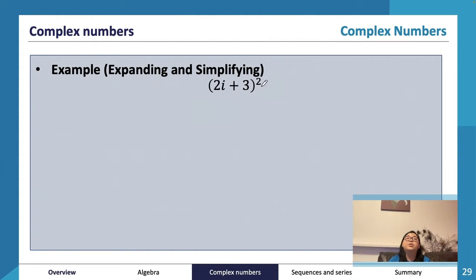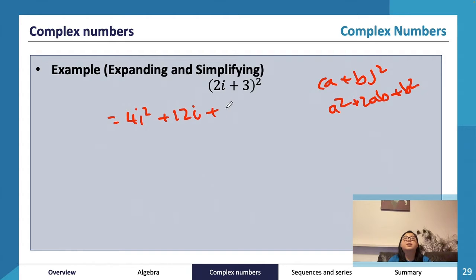Essentially, if we were pretending this was a real number, if we had a plus b squared, we could simply expand that to a squared plus 2ab plus b squared, right? So we can do the same thing here. We're going to have 4i squared plus 12i plus 9, right? So that's the result we're going to have. The extra step we have to take with complex numbers is simplifying it to make sure that we have a real component and an imaginary component.